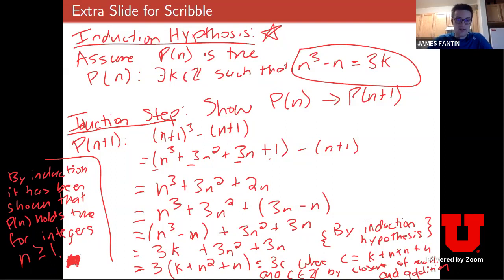So any questions with this? This is really the meat of induction proofs, stating the induction hypothesis and doing this induction step. It can definitely take some time. So any questions with any of the steps that we did in this problem or about induction in general?